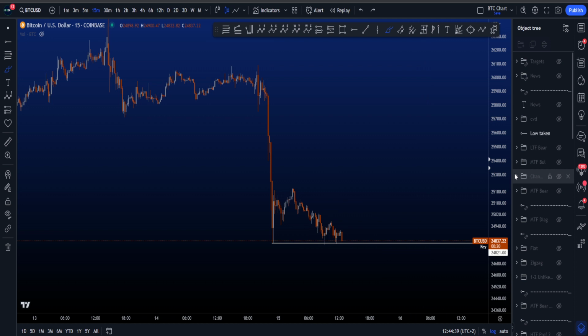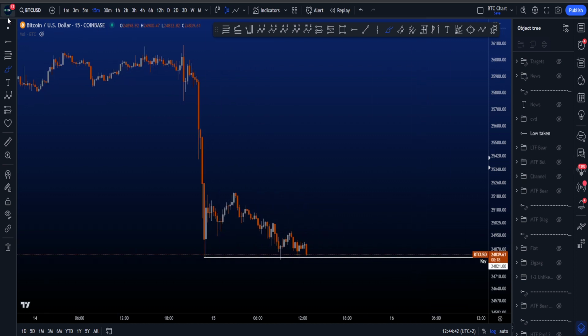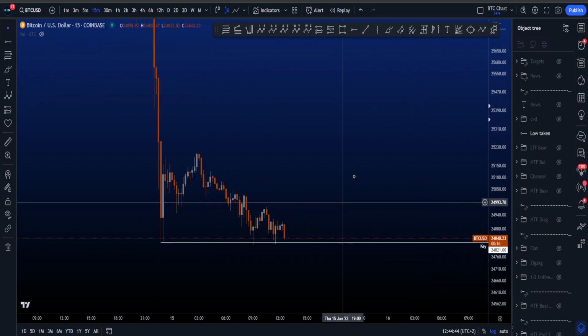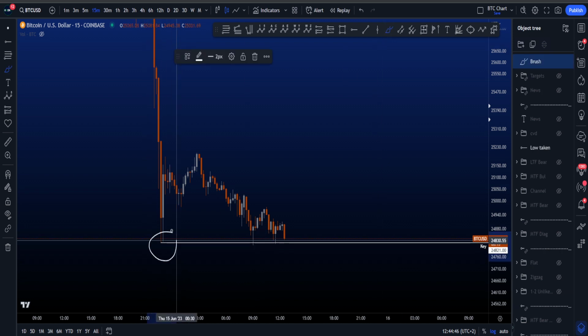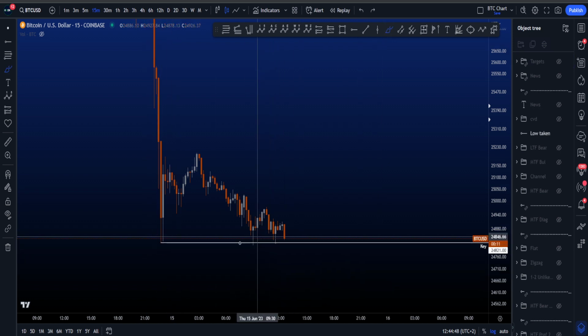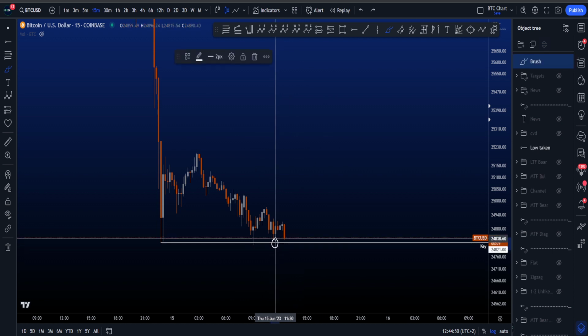bit of a retracement. But what is important, and what I've told in my Discord group as well, is the following. On my chart, this low has been taken, as mentioned, with this candle over here, and then once again over here.